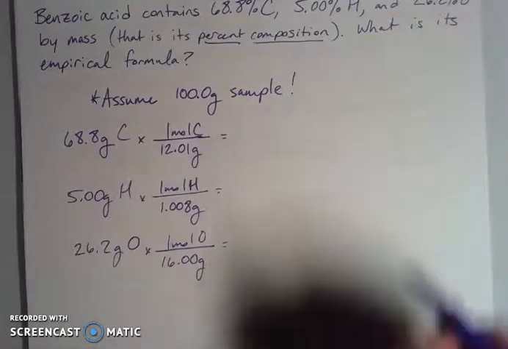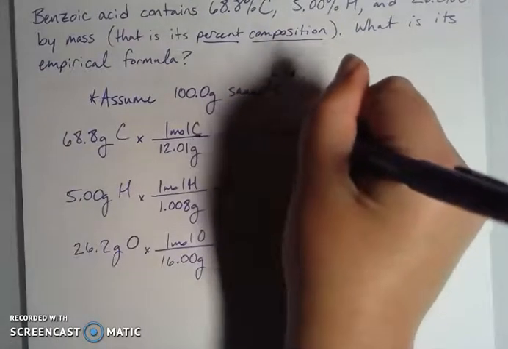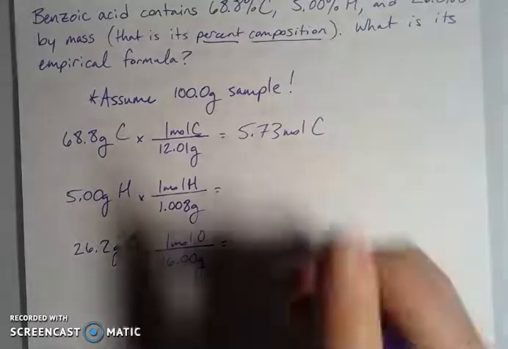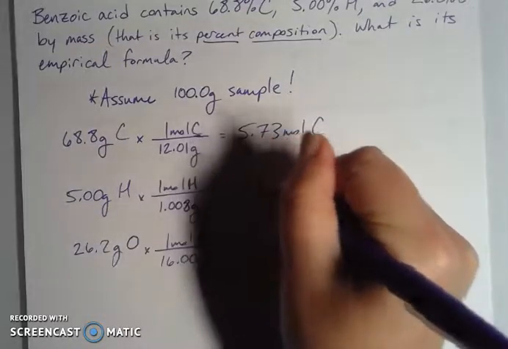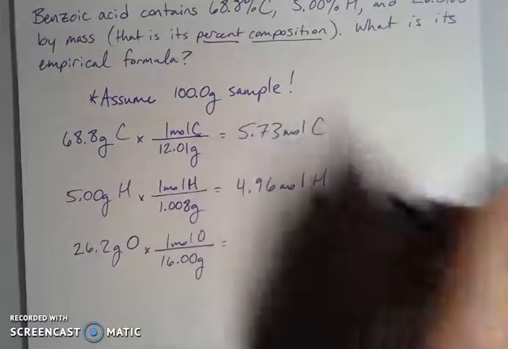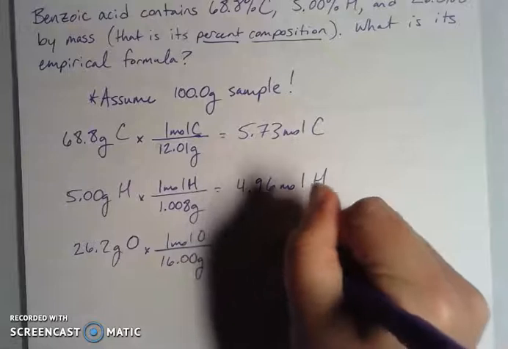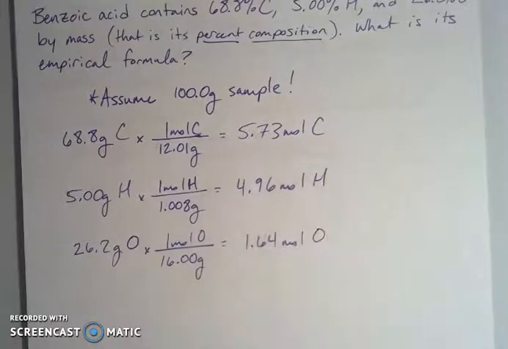So when I do that, I end up with 5.73 moles of carbon, 4.96 moles of hydrogen, and 1.64 moles of oxygen. Now I have 3 sig figs along the way for these, so I'm maintaining 3 significant figures for my number of moles here.